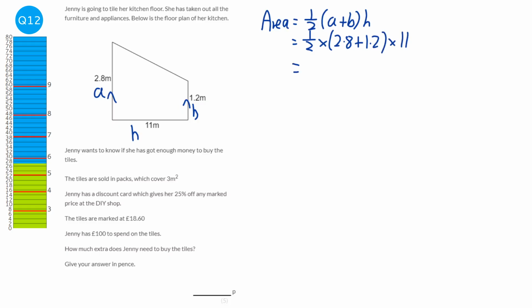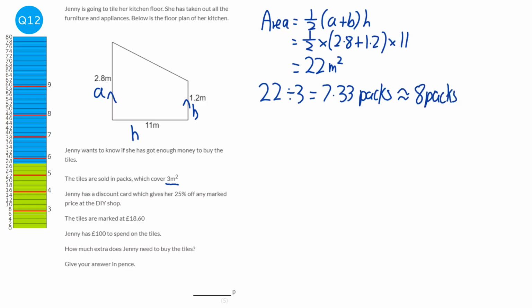And when we do that, we get 22. So the area of the floor is 22 meters squared. And it says here that the tiles are sold in packs which cover 3 meters squared. So if each pack covers 3 meters squared, we're going to do 22 divided by 3, which will be 7.33 packs that we need. Now obviously you can't get 0.33 of a pack. So we're going to have to get 8 packs and just have some left over. So we'll need 8 packs in total.